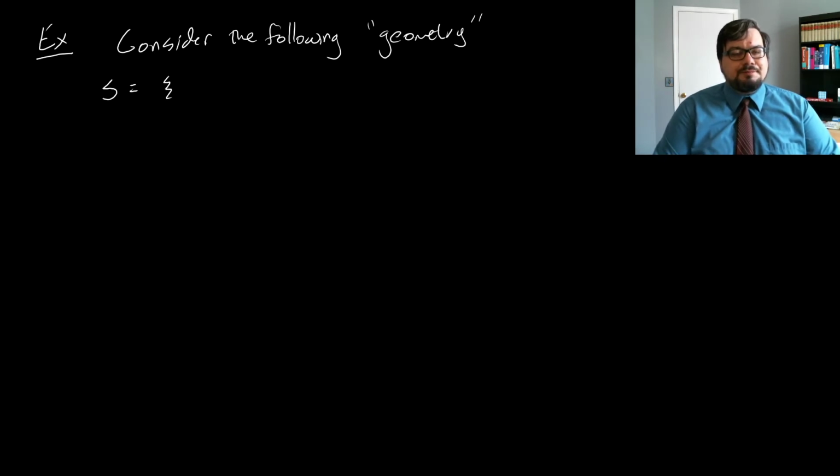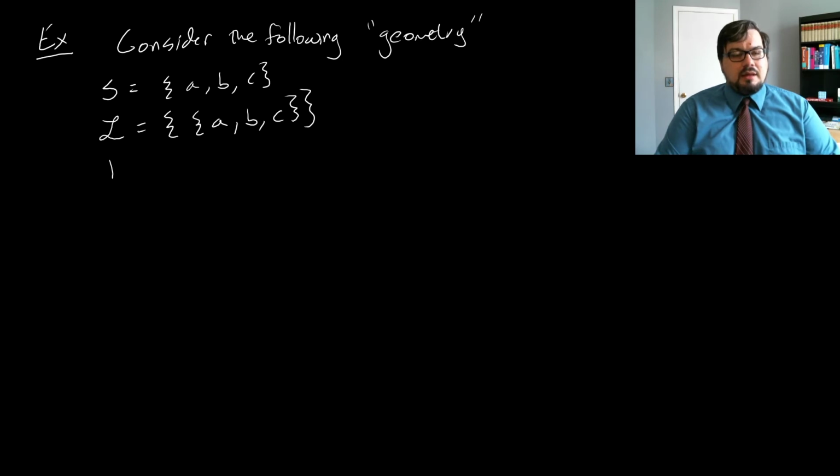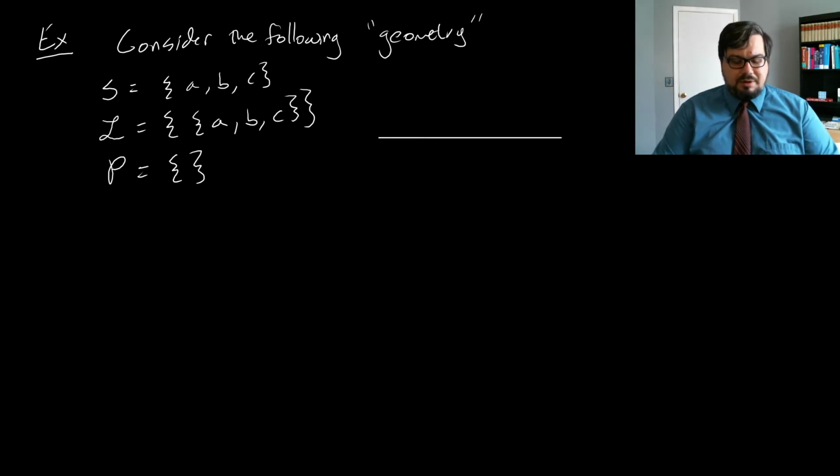S is going to be the set of points A, B, C. L is going to be the set of lines. And this geometry is only going to have a single line, A, B, C. And there are going to be no planes at all. We could sketch out what this geometry looks like. Actually, we could do it this way.